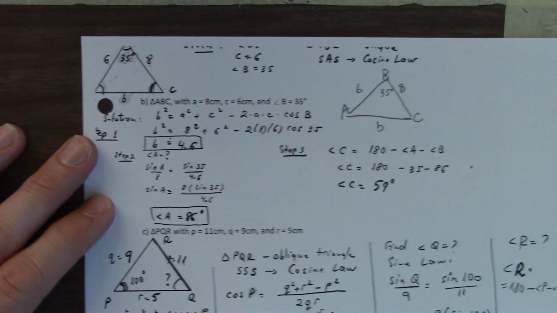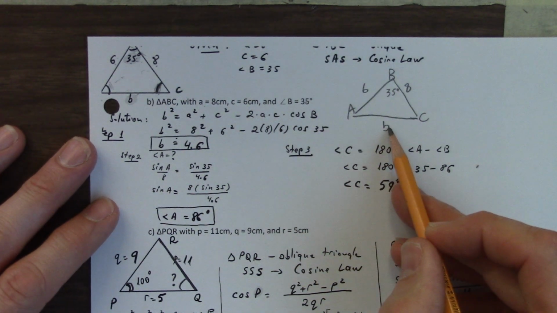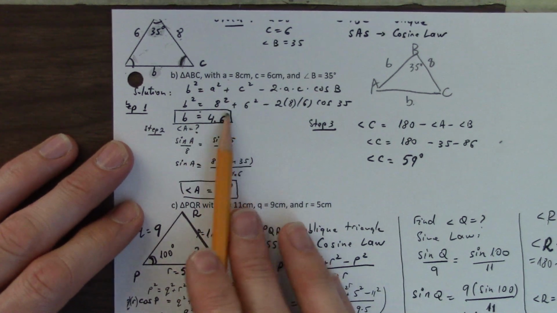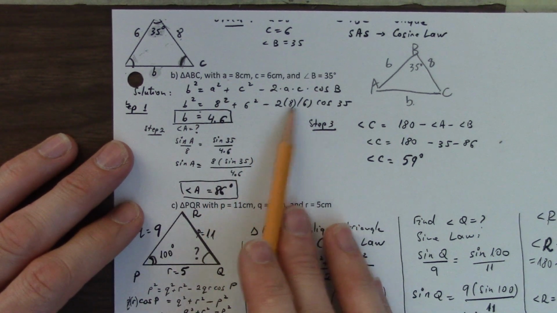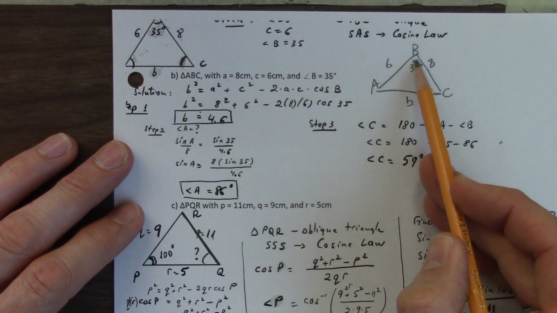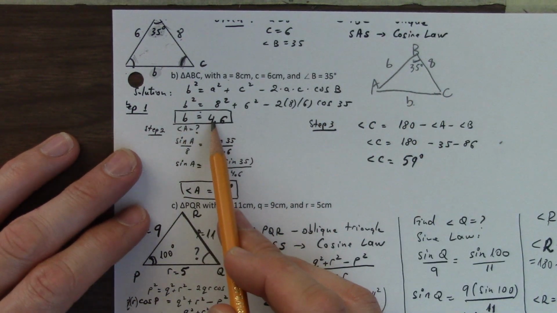Okay, so we have to use our cosine law. We're going to set it up to solve for B right away. So we say B squared is equal to the other two sides squared minus 2, the other two sides, AC, cos 35. And we get B is 4.6.